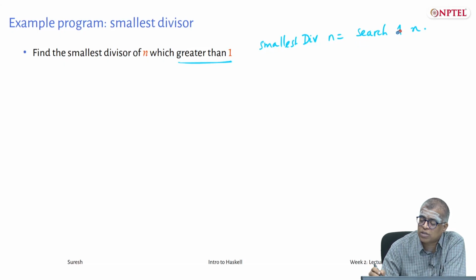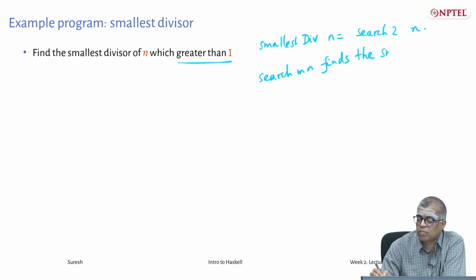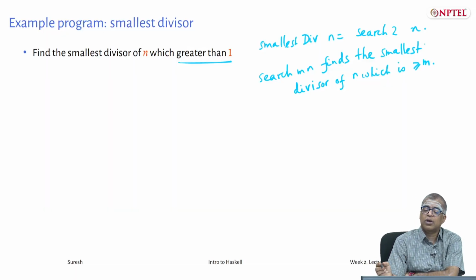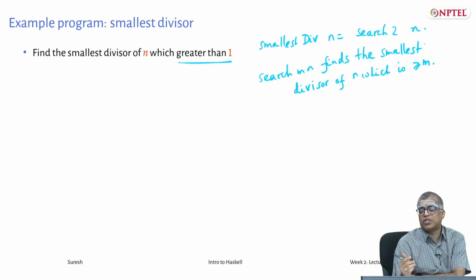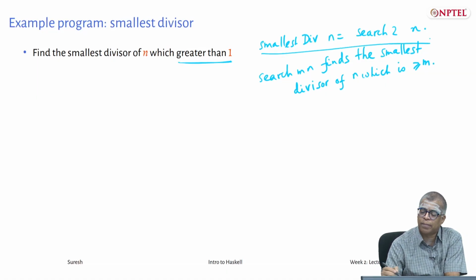So in fact you should start searching from 2. What does search do? Search m n finds the smallest divisor of n which is greater than or equal to m. That's what you want to find. And smallest div of course is the smallest divisor of n which is greater than or equal to 2. So you express smallest div as search 2 n, and then search m n you can program as follows.